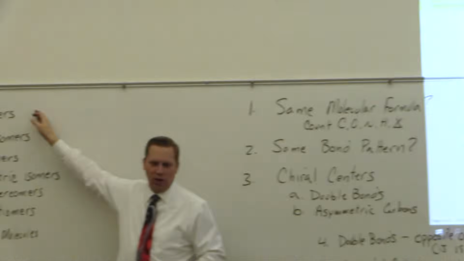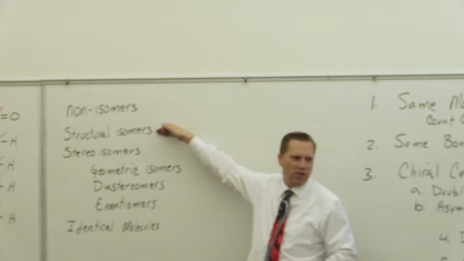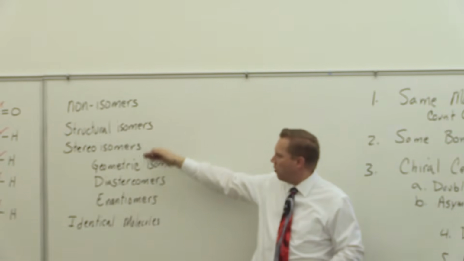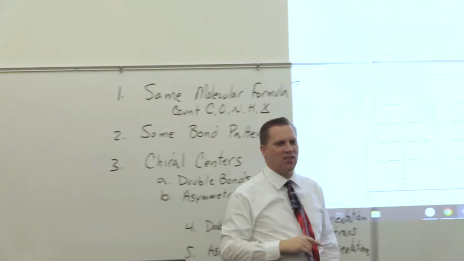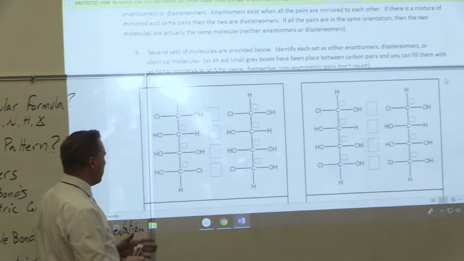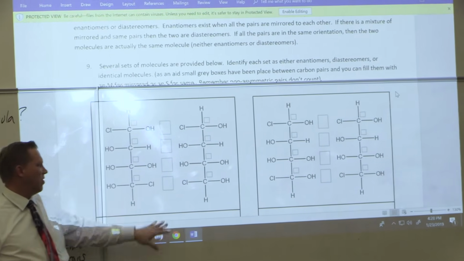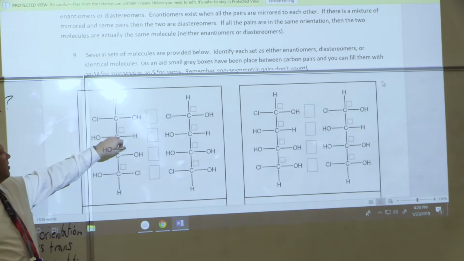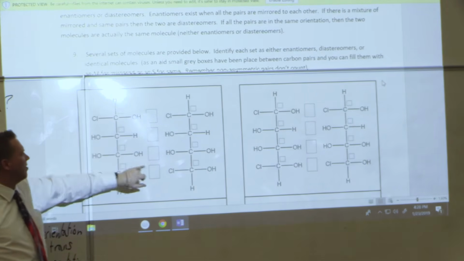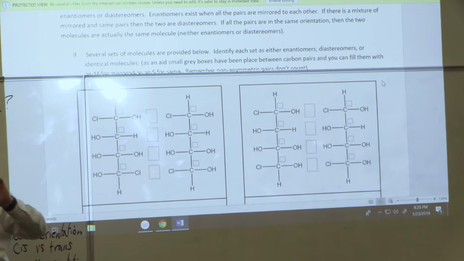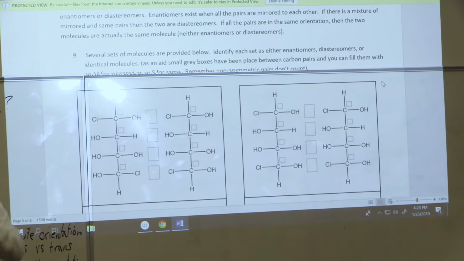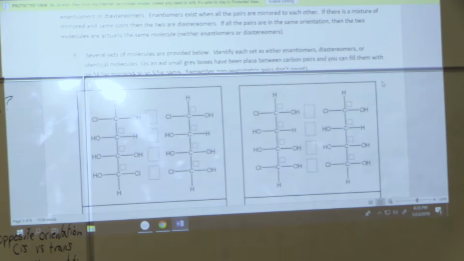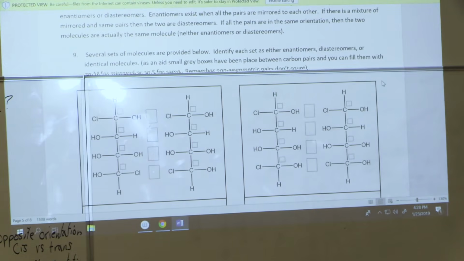And the answers will all be over here. They'll either be non-isomers, they will be structural isomers, or some form of stereoisomer, or they could be identical molecules. So for each pair, take a second and go through and determine what you think the relationship is between that pair. Now, in this example, I have made little gray boxes here to kind of help you with the mirrored or the same pairs and the asymmetric carbons on identifying those. You usually wouldn't see those gray boxes there. We just added those to help you go through the exercise. Okay? So take a second and go through and do that.